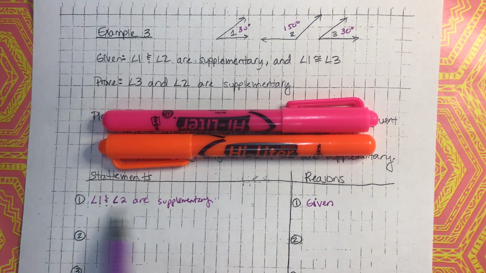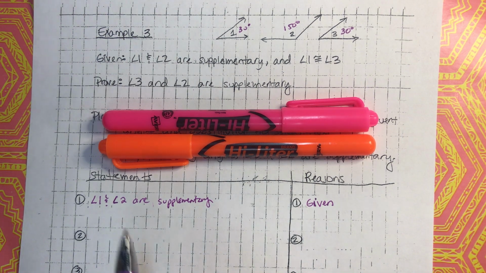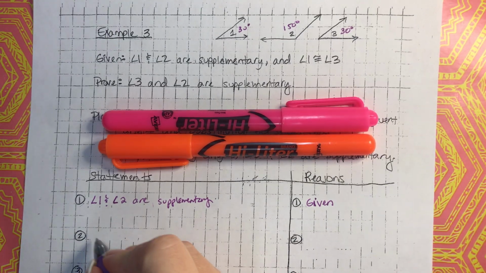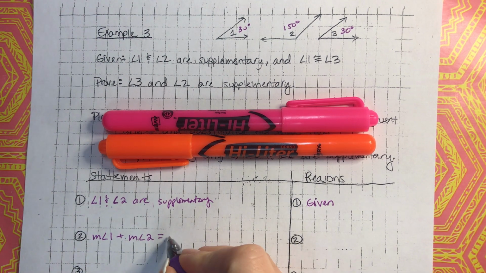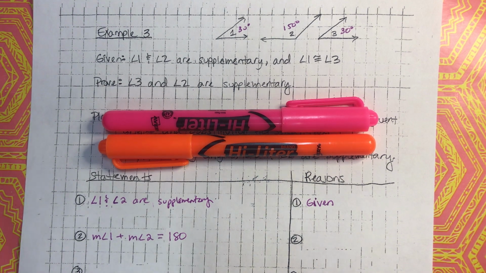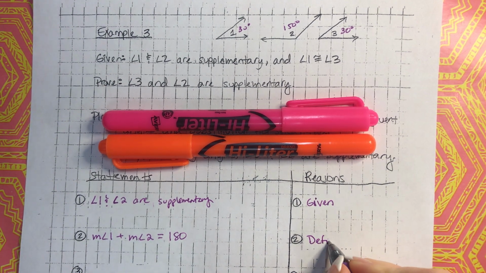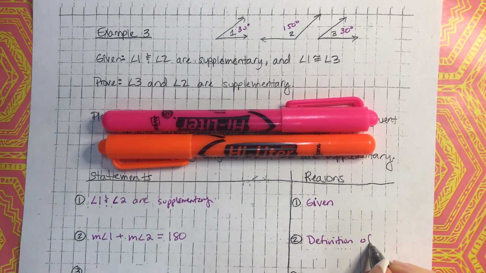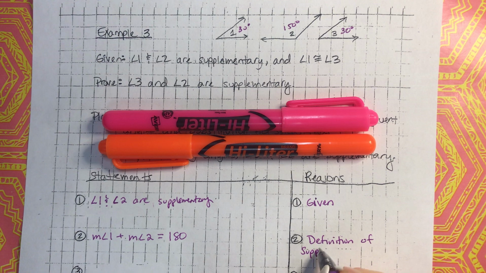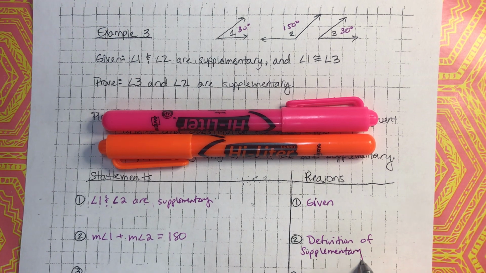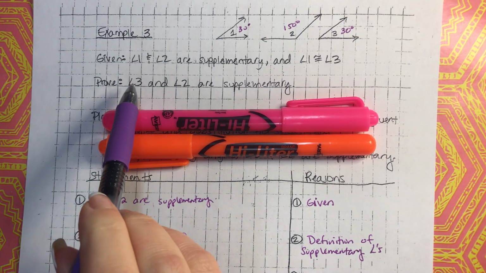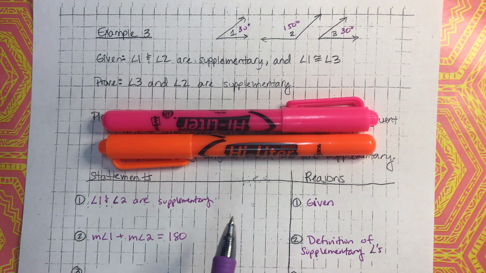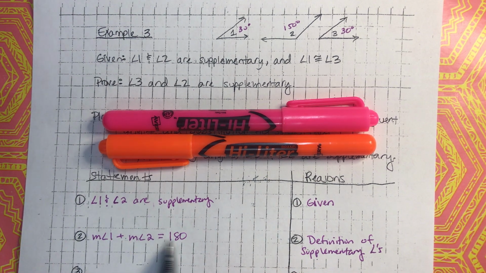So what did we talk about? Whenever we have this, what can be the next thing that we write? Well, the next thing we can write is the measure of angle 1 plus the measure of angle 2. We can make it an equation, right? Equals 180 degrees, because of the definition of supplementary angles. Now, we need to prove that 3 and 2 are supplementary. There's nothing else we can go on here.